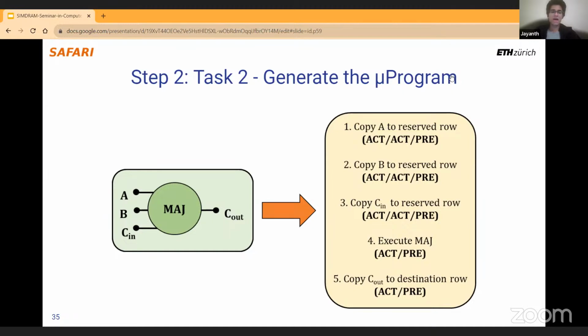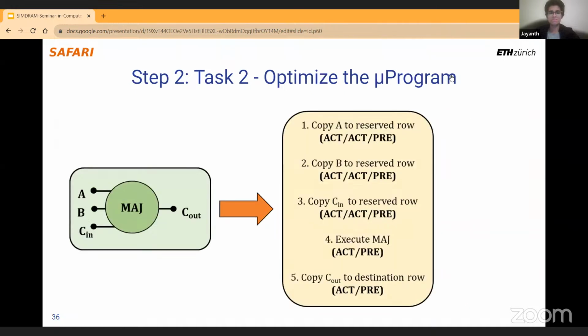And then to actually obtain our output, which is C out, we need to perform the majority operation, which is performed with TRA. And then we will have the output overwriting all of the three rows. And from this, we can copy it to a destination row. So this is what our initial microprogram would look like. And the framework now optimizes this.